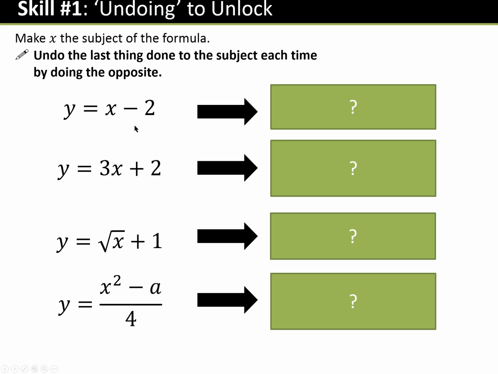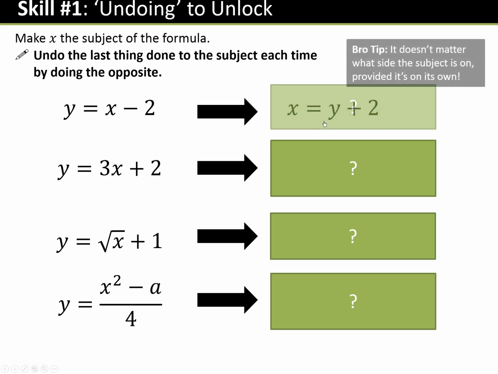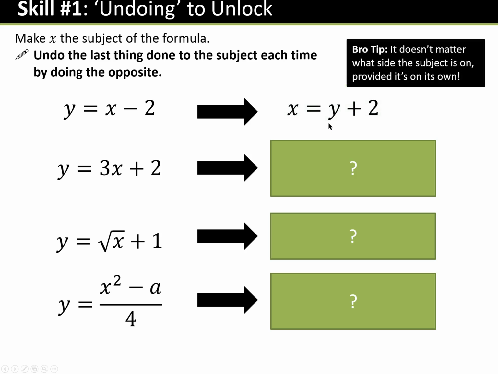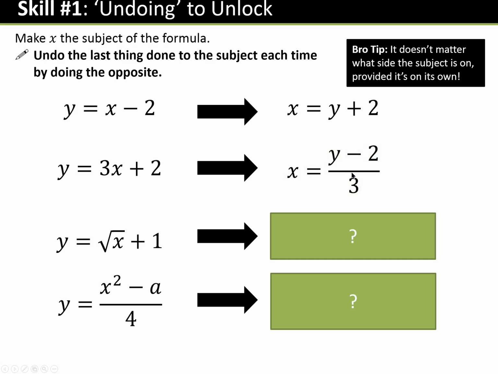Now we're not solving it, because you will have letters on the other side. All we're doing is getting x by itself and everything else on the other side, letters and numbers. So we add 2 to both sides, and get x is equal to y plus 2. Over here we subtract 2 from both sides, and then we divide by 3, right? And over here, we're going to subtract 1 from both sides.